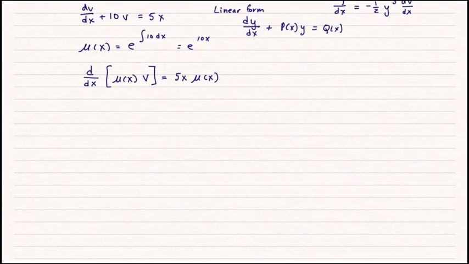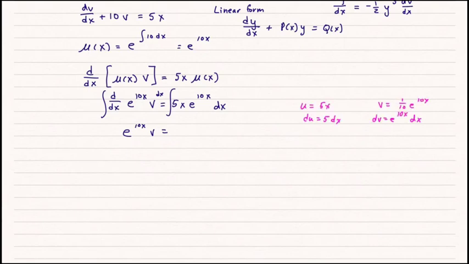This is my general form, and then I'll go ahead and substitute in the mu of x that I've just calculated, and now I'll go ahead and integrate both sides with respect to x. As always, the left-hand side, the integral of a derivative is just equal to what the integrand is, but the right-hand side I'm going to have to do integration by parts.